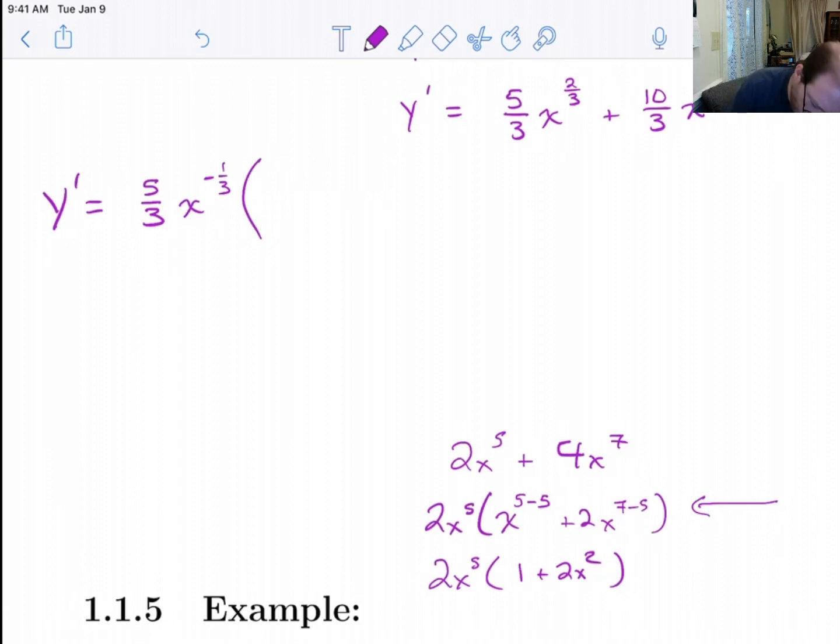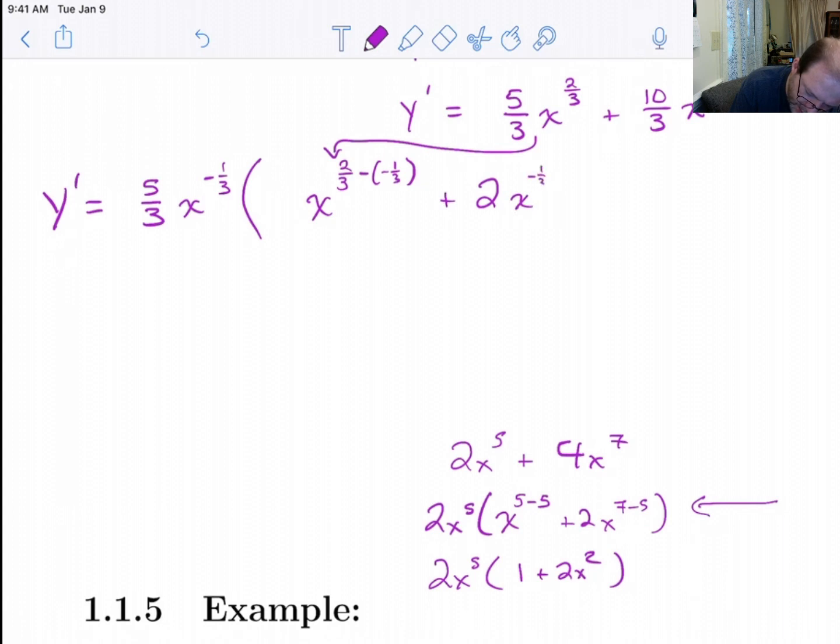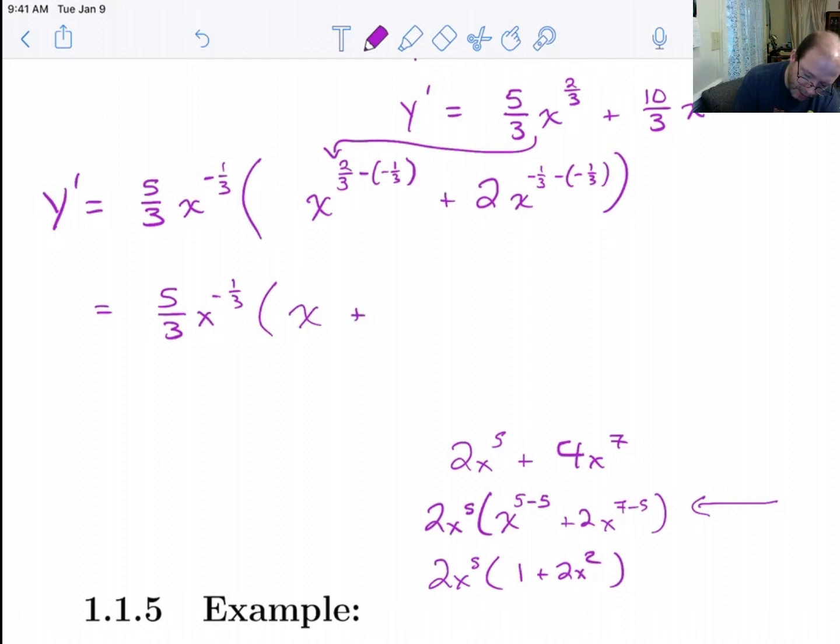But let's look up here. When we factor out 5/3, what we're left with here is, from this first term, we get x to the 2/3 minus negative 1/3, plus 10/3. I factored out the 5/3, so that leaves me with 2. x to the negative 1/3 minus negative 1/3. So this leaves me with 5/3 x to the minus 1/3. And then this becomes x to the 2/3 plus 1/3, which is the first power, is 1. And then plus just 2.